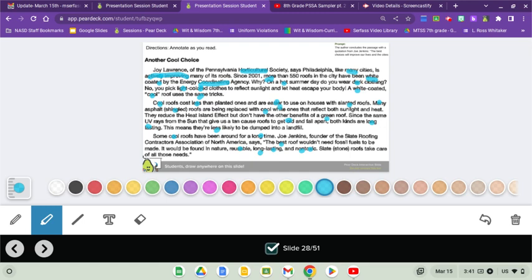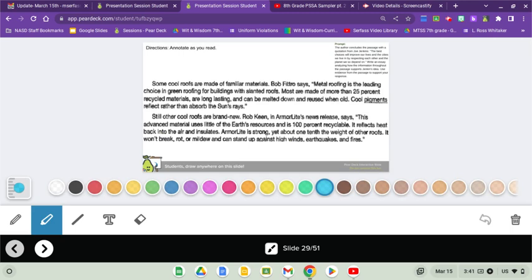Some cool roofs are made of familiar materials, Bob Fitro says. Slide 29. Take a moment, please, and make slide 28 look like your slide 28. Metal is the leading choice in green roofing for buildings with slanted roofs. Most are made of more than 25% recycled materials, are long-lasting, and can be melted down and reused when old. Cool pigments reflect rather than absorb the sun's rays.